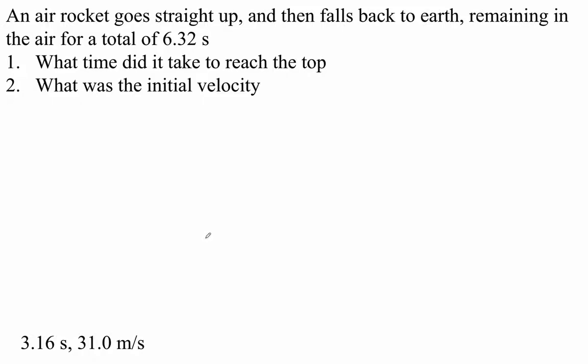An air rocket goes straight up, then falls back to the Earth, remaining in the air for a total of 6.32 seconds. So we'll launch these air rockets up. They'll go up, they'll come down, right? And this total time is 6.32.